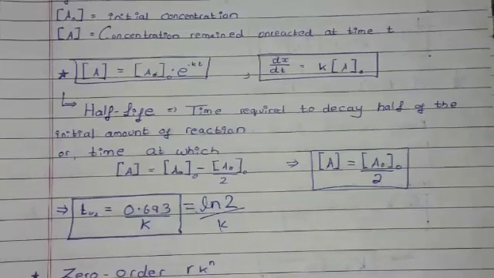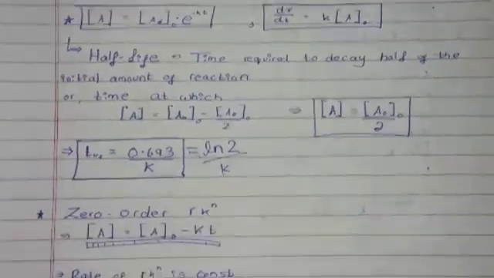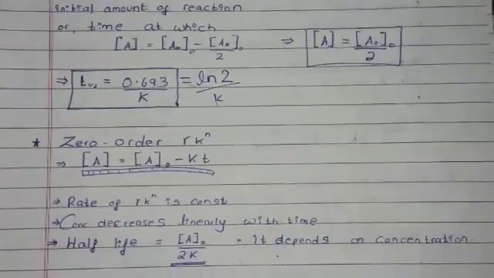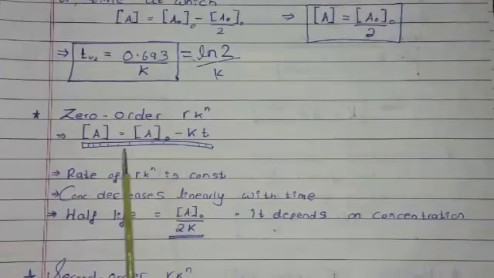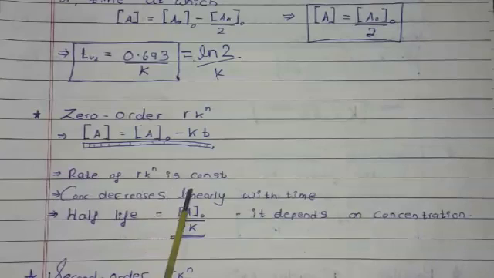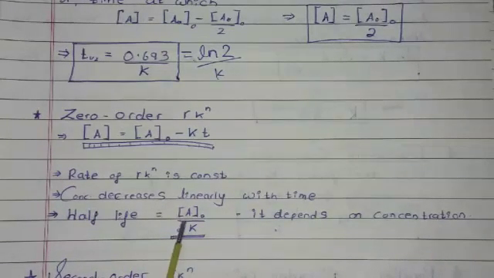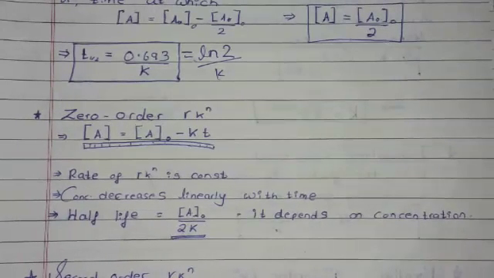Now let's read about the zero order reaction. Concentration of A equals concentration of A naught minus kt. In a zero order reaction, the rate of reaction is constant, and concentration decreases linearly with time. And half-life equals concentration of A naught, the initial concentration, upon 2 times the rate constant. It depends on concentration, yes, it does.